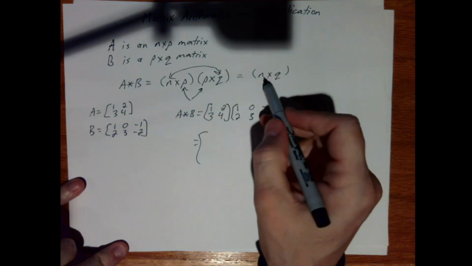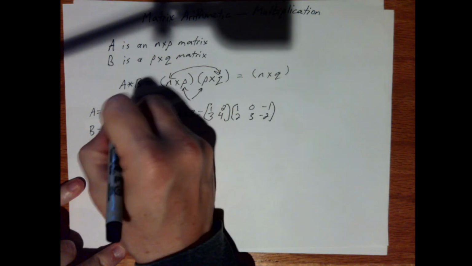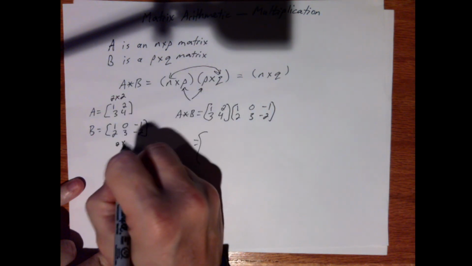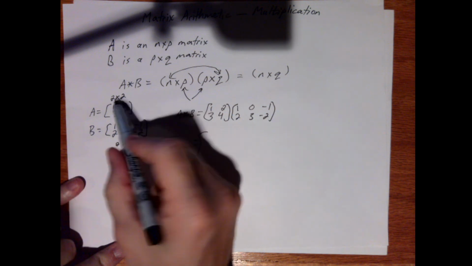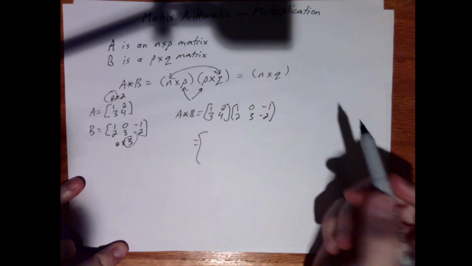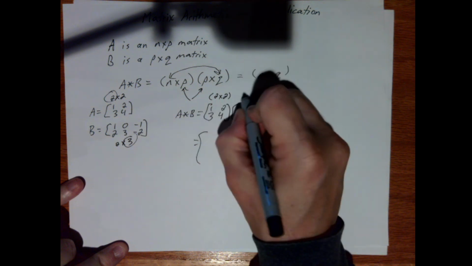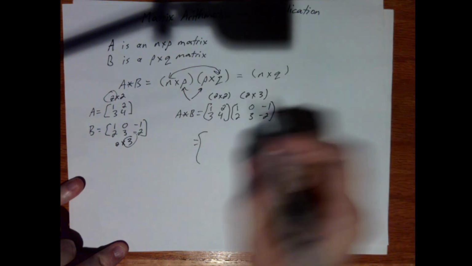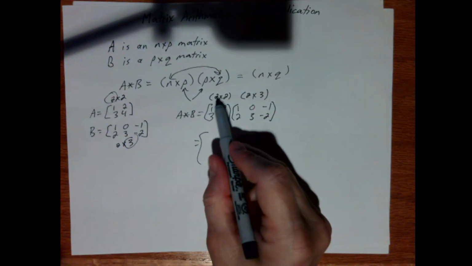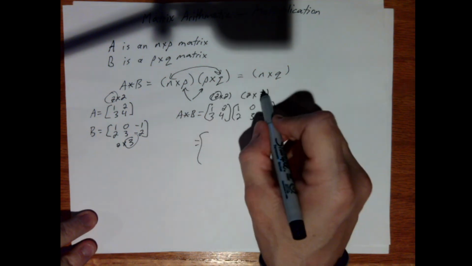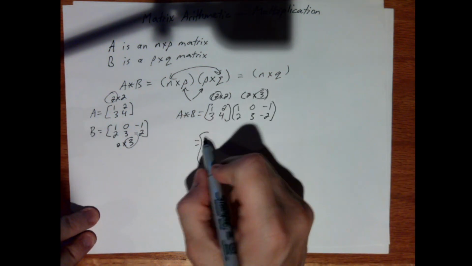So we know it will be what? So this is a 2 by 2 matrix. This is a 2 by 3. So the result should be 2 by 3. Right? This right here, 2 by 2, 2 by 3. And based on what I told you here, it's the outer dimensions. That's this number by this number. Okay? So how do we get the first number?